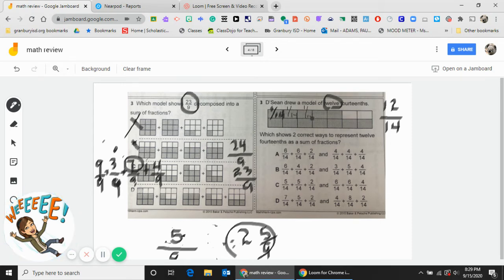Okay, so the question is, which shows 2 correct ways? Oh, I need not 1, but I need 2 ways that I could represent 12 fourteenths as the sum. Well, again, just double check that all the denominators are the same.